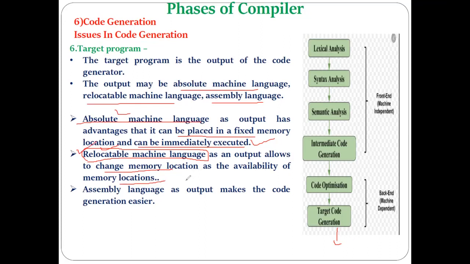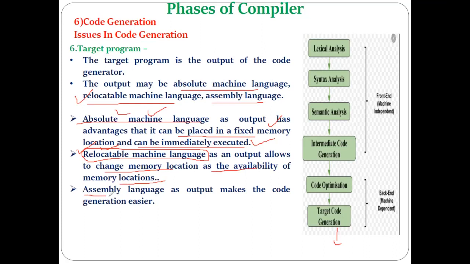means you can change the memory location of that particular machine language code, whereas in case of the absolute machine language code you cannot change the memory location of that machine language code. You have to execute it from the fixed memory location. But if the machine language code which is generated is the relocatable machine language code, then you can change its memory location and you can execute from the particular available memory location.